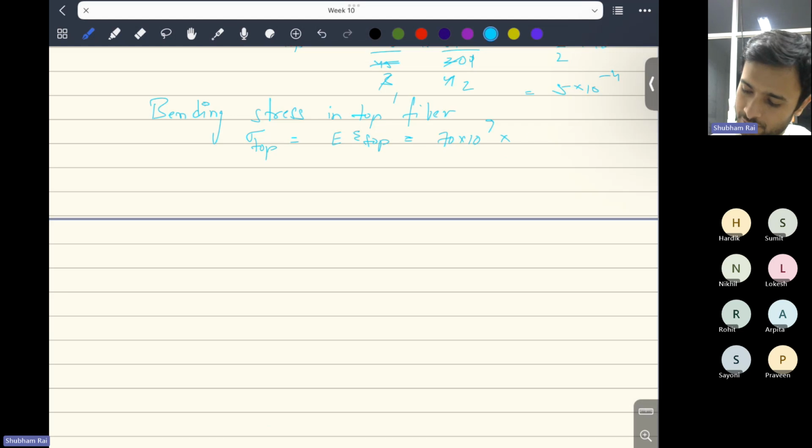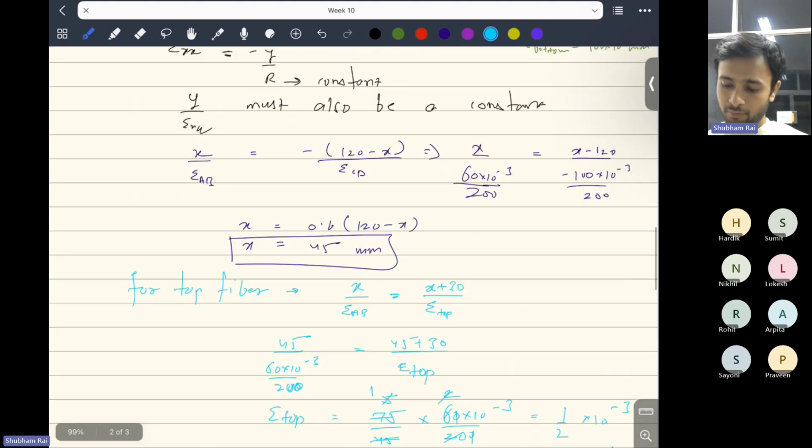And this will be 5 into 10 to the minus 4, right? So finally, what will you get? 35 into 10 to the power 6, I think. Yep. Finally, you will get 35 MPa. 35 megapascal stress in the top fiber. Similarly, you have to find it in the bottommost fiber.